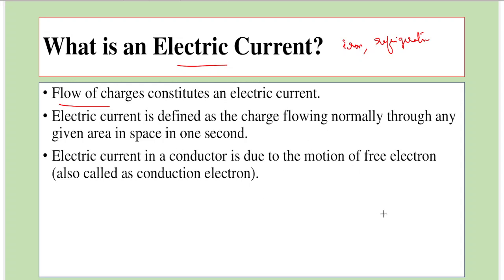Now keep in mind that in an atom there are basically three kinds of charges called an electron, proton and a neutron. So these three together constitute electric current.